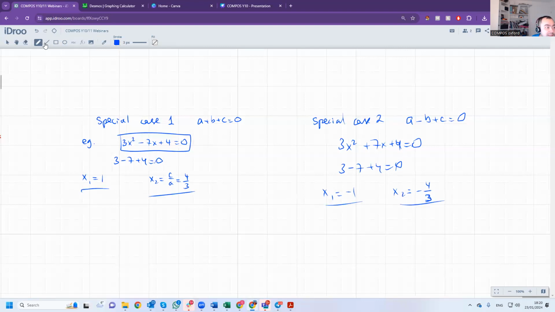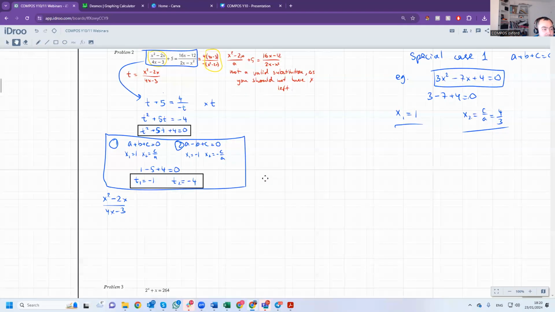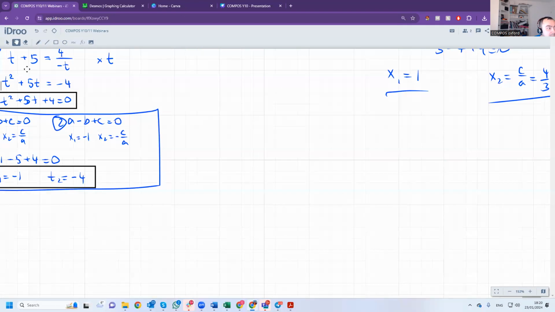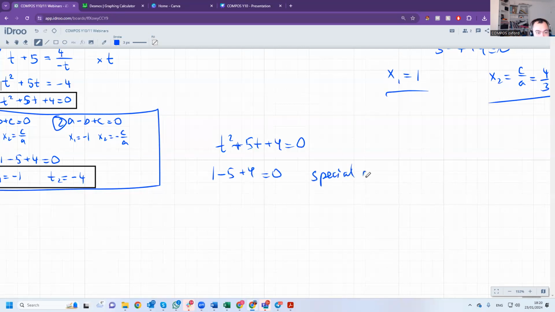So if you have an equation, and we had the equation t squared plus 5t plus 4 is 0, I can see that 1 minus 5 plus 4 is 0. So it's special case 2. Therefore, we have t1 is minus 1, t2 is minus 4 over 1, which is minus 1. Okay, and does that make sense?